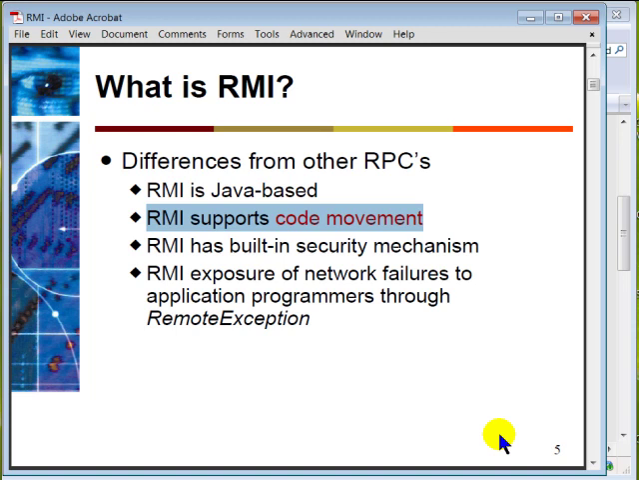RMI has a built-in security mechanism because you are in fact executing code that came from a remote location. Obviously, you should have a rigorous security scheme, and it's built in. And RMI exposes network failures to application programmers through remote exception, meaning because you are executing code running on the server, the failure could happen any place. It's called a partial failure. RMI's philosophy is, instead of hiding that kind of failure, to expose it through remote exception so that the client application can at least do something about it.